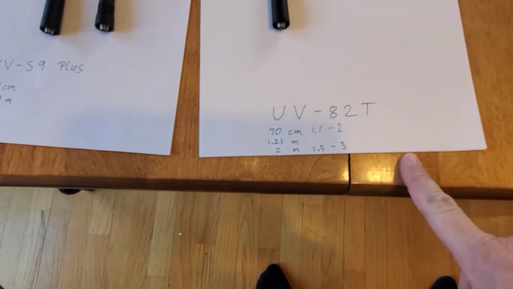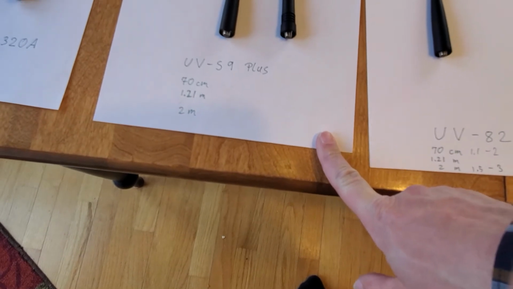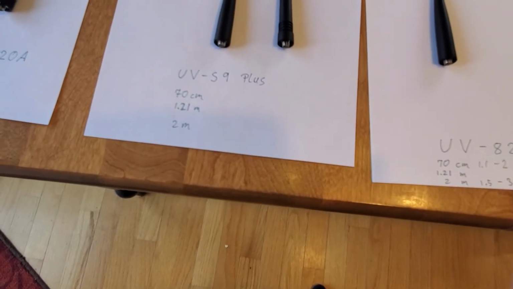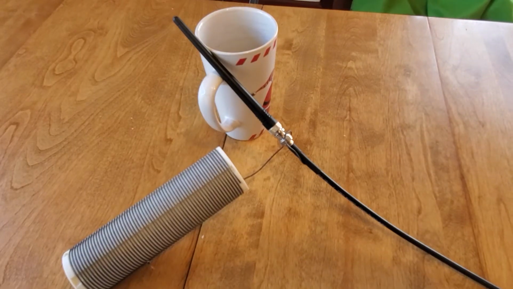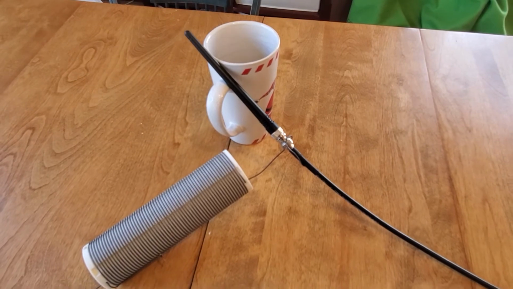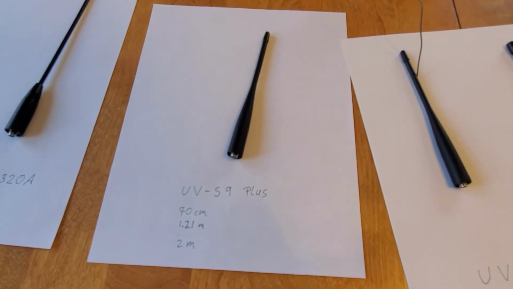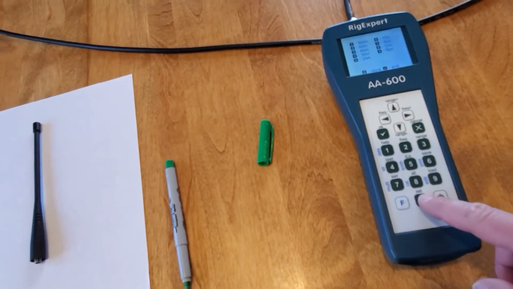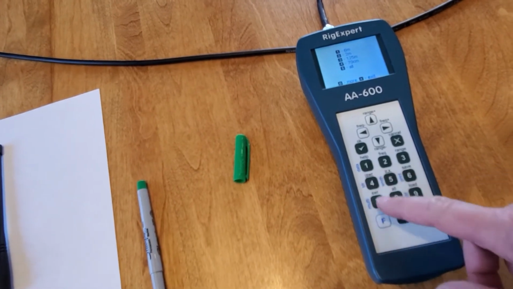Let's skip that one over and just go to the 70 centimeters and 2 meters of the UV-S9 Plus to compare. So let me change the setup. And it's changed. So we have the 70 centimeters and 2 meter antenna installed. And let's go ahead and run the scans. So let's go ahead and run the 70 centimeter scan first.